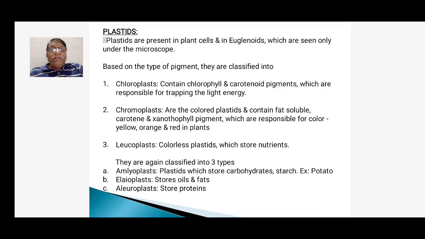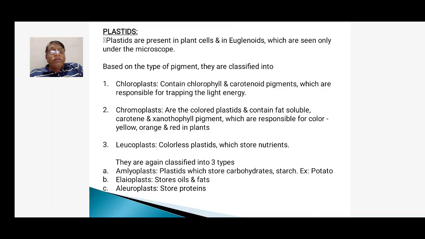Classification of plastids. Based on the type of pigment, the plastids are classified into different types: chloroplast plastids, chromoplast plastids and leukoplast plastids. That is, based on the pigment they contain, they are classified into different types.